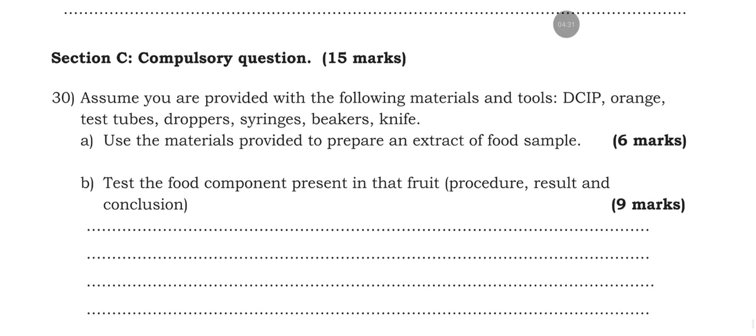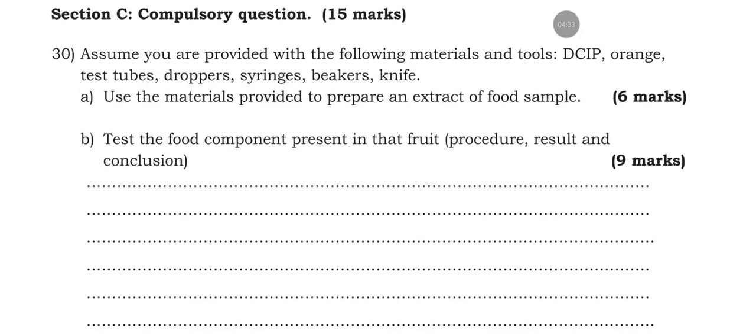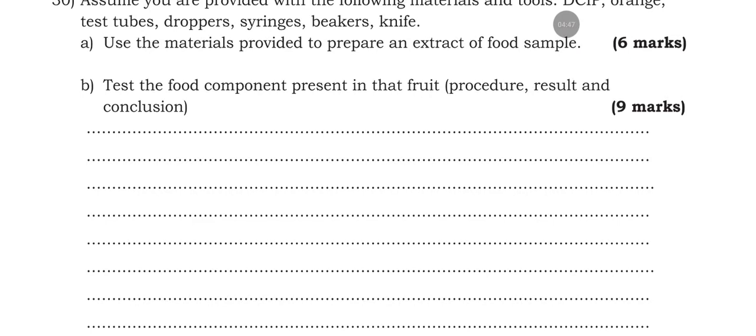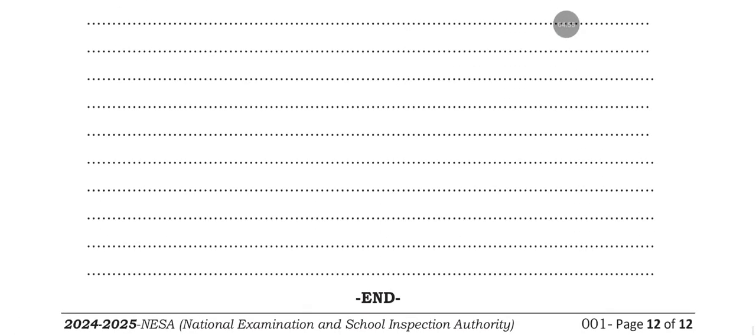And section C, compulsory, number 30. Assume you are provided with the following materials and tools: orange, test tubes, droppers, cylinders, beakers, and a knife. Use the materials provided to prepare an extract of food samples. So these are the questions, and now let's see the answers.